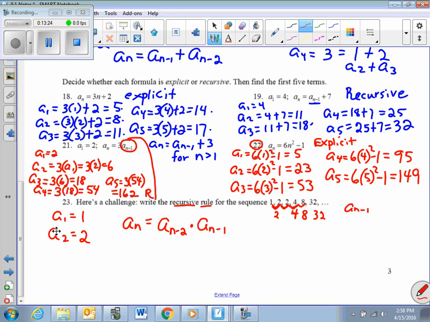find any term I want to, but now remember, with the recursive rule, I have to find all the previous terms to get the next term, whereas with an explicit rule, I do not have to get the previous terms to find any term in the sequence.